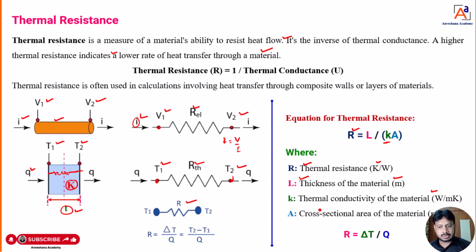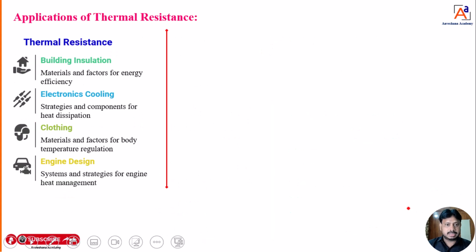Then A is what? Cross-sectional area of the material. Then this resistance I can express in another simple term also. What is that? R is equal to delta T divided by Q. What is delta T here, dear students? Whenever the heat is flowing from T1 to T2, that T1 minus T2 is nothing but change in temperature. That is delta T. Then Q is nothing but the amount of heat transfer per unit time. So this is thermal resistance calculation. How to calculate thermal resistance.